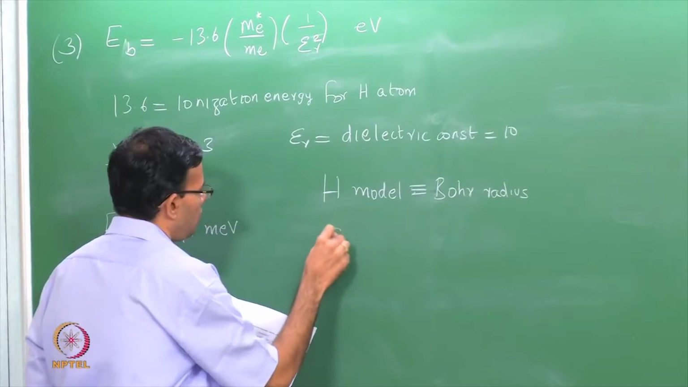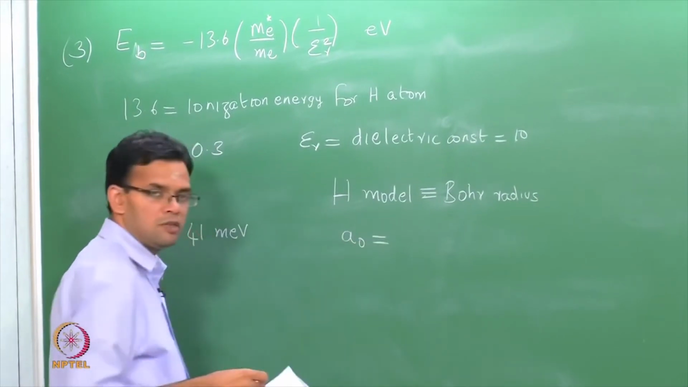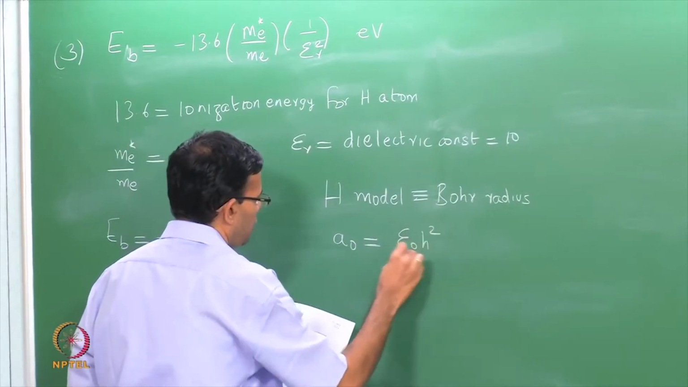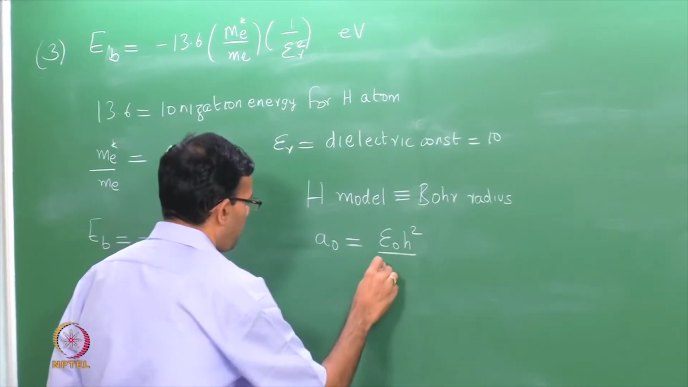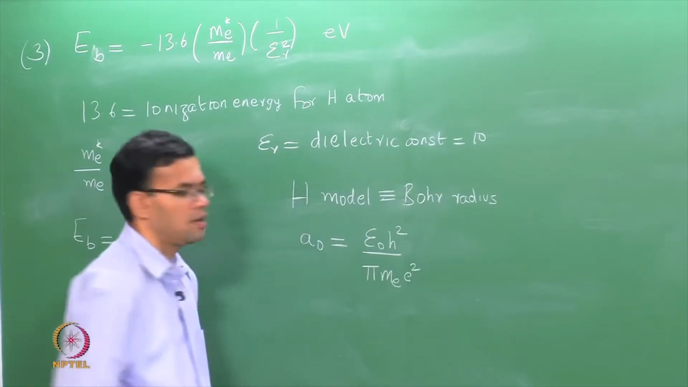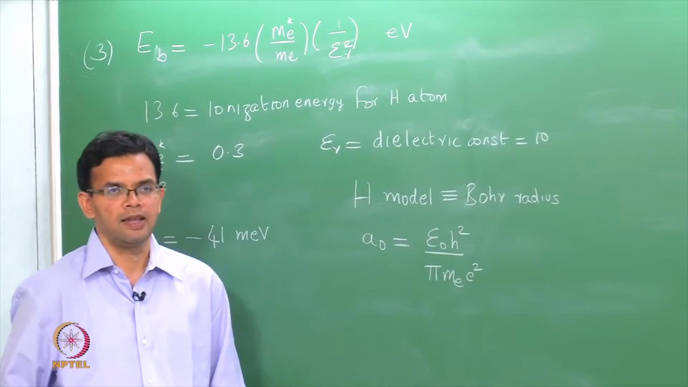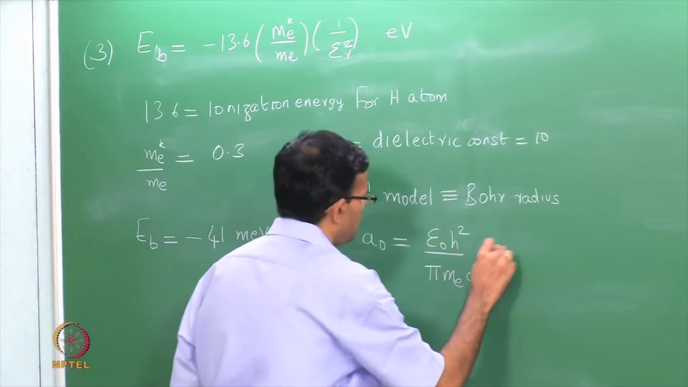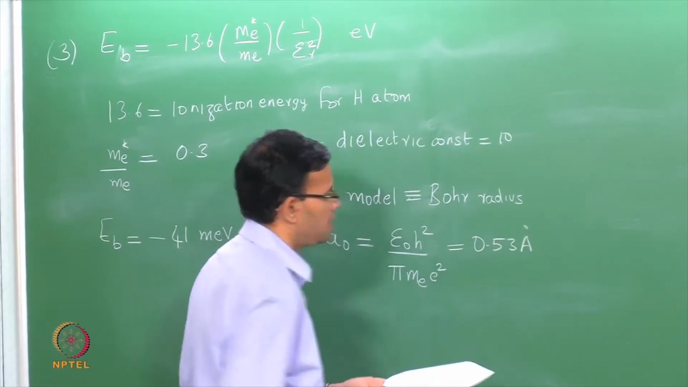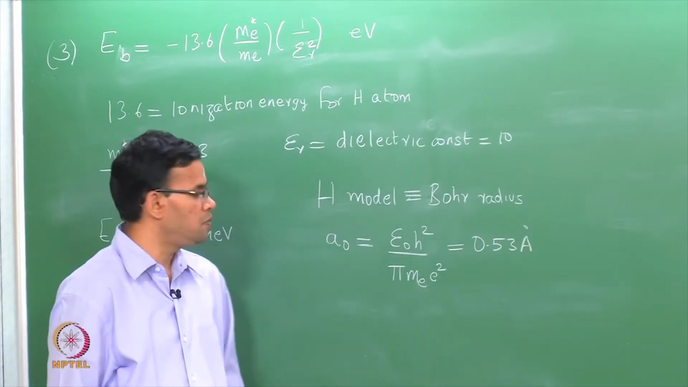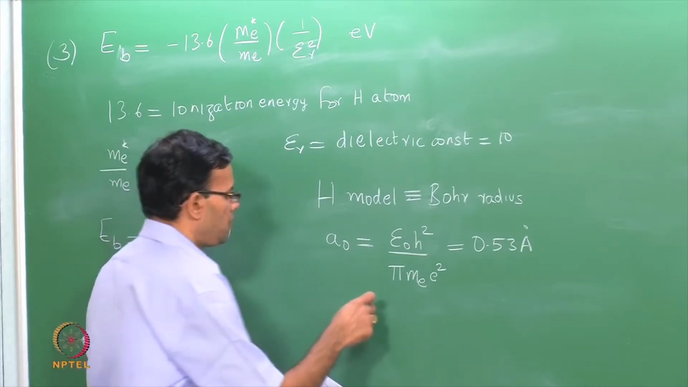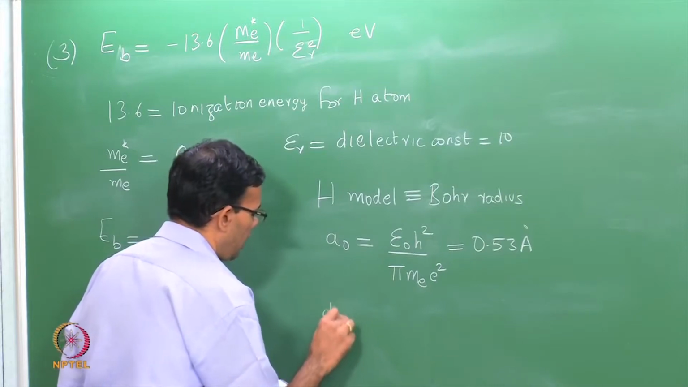In the hydrogen model, the Bohr radius a0 is given by the expression epsilon naught h squared over pi me e squared. This is again based on calculations, and the Bohr radius works out to be 0.53 angstroms. In this particular case we can use the same expression, but with epsilon naught changed, for the donor atom.